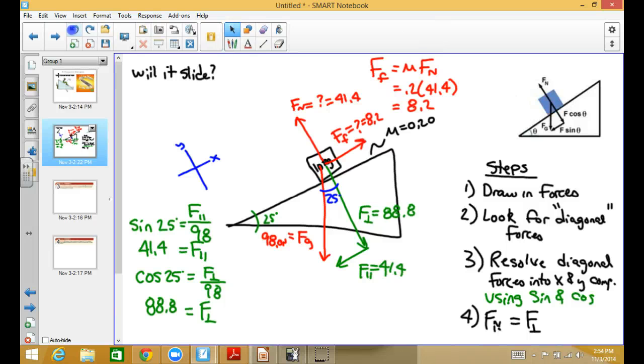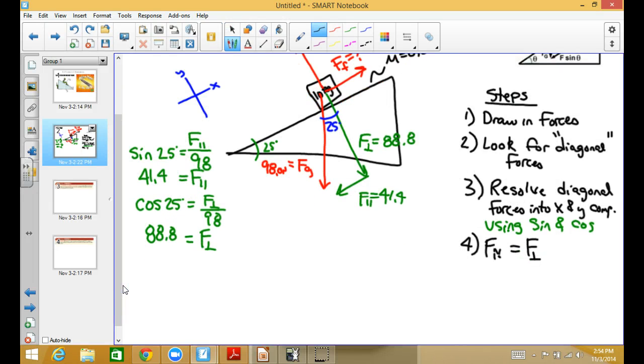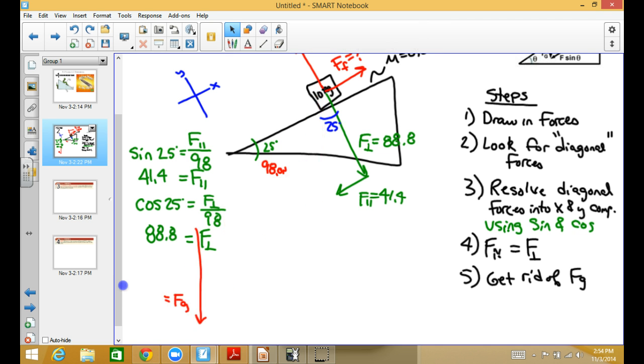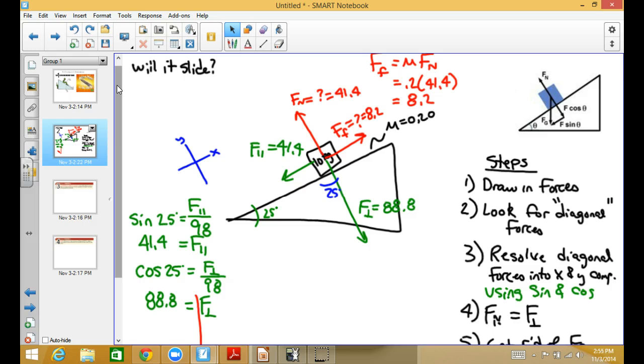Get rid of gravity. So I take the force of gravity and I ditch it. And then I compare my parallel force to friction. Who wins? Gravity does, baby. Gravity is going to win big time in this case right here. Gravity is pulling this thing down at 41.4. Friction's opposing me at 8.2.